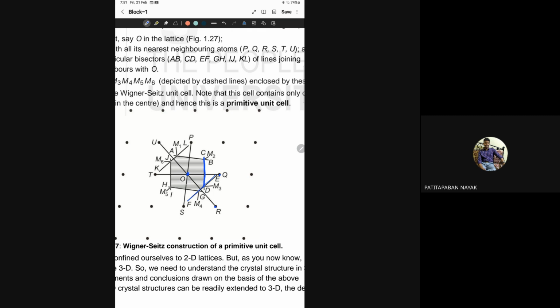This is one point, this is another point, and this is the bisecting line. For this point and this point, the bisecting line is outside, so it does not contribute. Similarly, for this point and this point, the bisecting line is this one. So this region over here is also a primitive cell, and this primitive cell is called Wigner's primitive cell. It also has one lattice point per primitive cell.